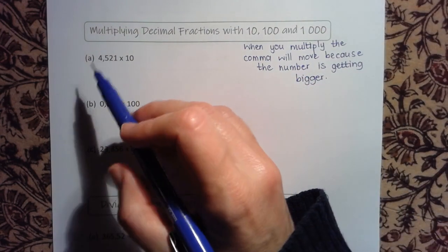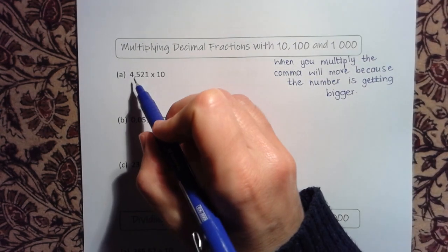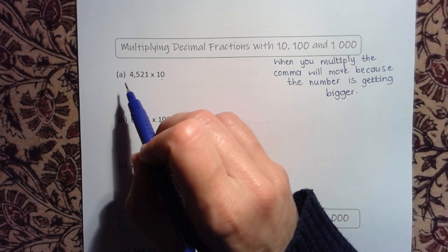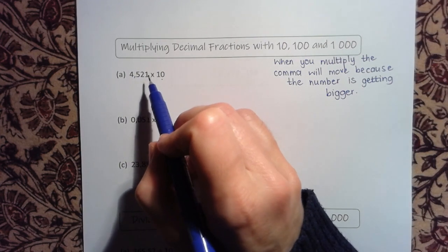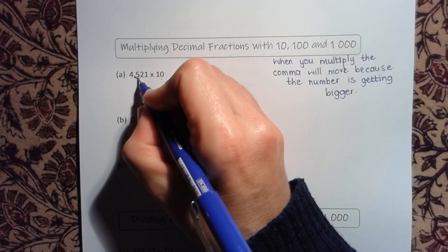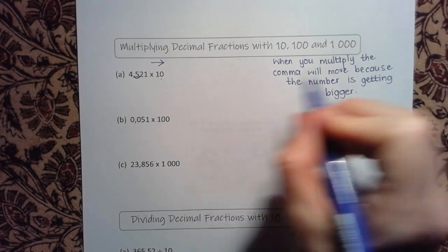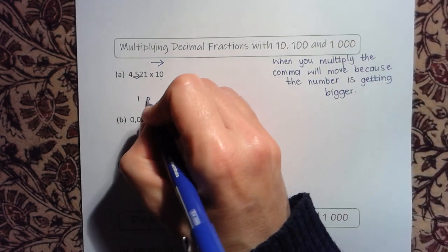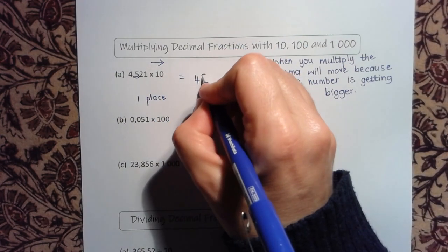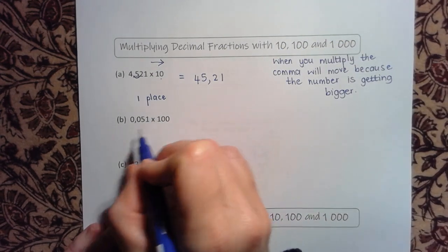Okay, so let's start with the first one. So we are multiplying by 10. So this means that the comma is only going to move one place because there's 1, 0. If you would go and check it, if you use your calculator and you type in 4,521 and you multiply it by 10, you will see your answer will be 45,21 because the comma moved one place to the right. And that's another thing that you need to remember. The comma is going to move to the right and it's going to move one place. Okay, so then your answer will be 45,21.